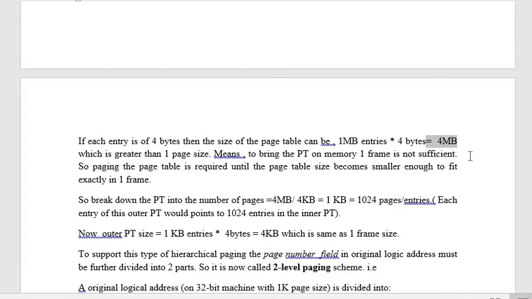So we need to page or divide the page table into so many outer tables in such a way that the total amount of space to represent that page table is small enough to fit into 1 frame. Until then, we need to keep on dividing the page table. So let us see how this 4 MB can be reduced so that it is possible to fit in 1 frame. We need to somehow reduce this 4 MB PT so that it can fit in 1 frame.